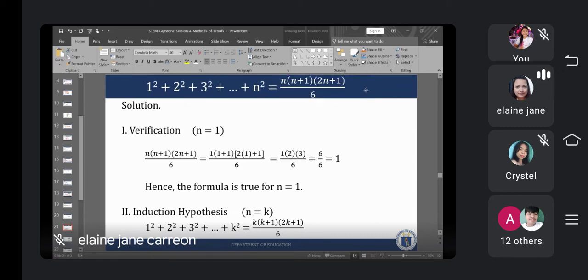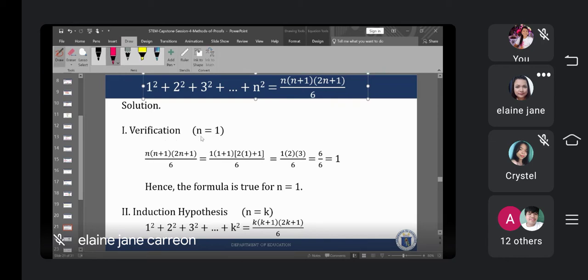Okay, so I hope you can see it. Using verification, we let n is equal to 1. So, ito yung original natin. So, sinubstitute lang natin yung 1 sa n. So, 1 times 1 plus 1 times 2 times 1 plus 1, over 6. So, 1 plus 1 is 2. 2 times 1 is 2 plus 1 is 3. 1 times 2 times 3 is 6 over 6 equals 1. Therefore, the formula is true for n is equal to 1.